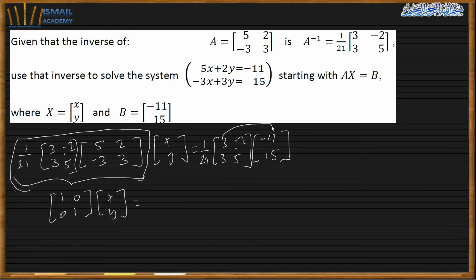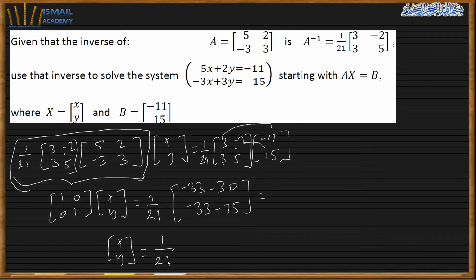So this times this plus this times this, so it's going to be 1 over 21, and I will have minus 33 minus 30. Then I do the second line, so it's going to be 3 times minus 33, plus 75. Then I evaluate, so this will give me x, y, and here I will have 1 over 21, and here is going to be minus 63, and here is going to be 42.